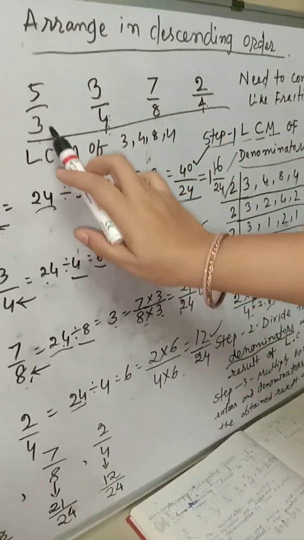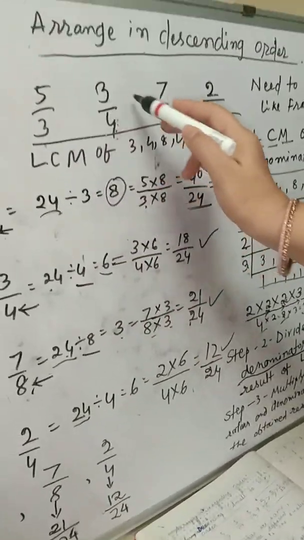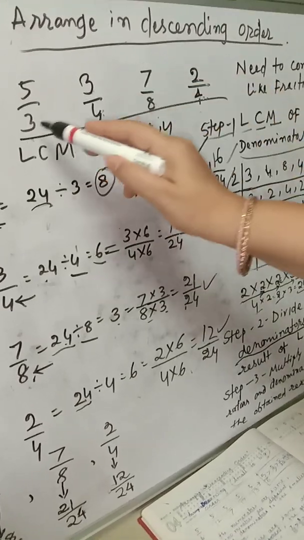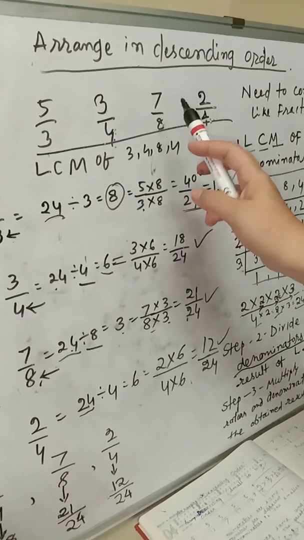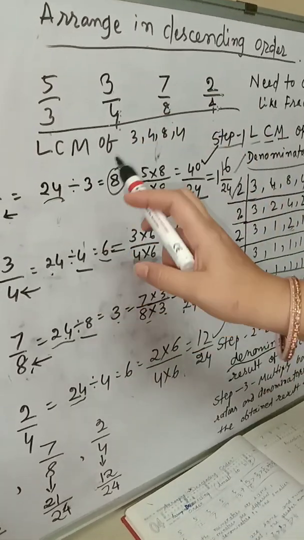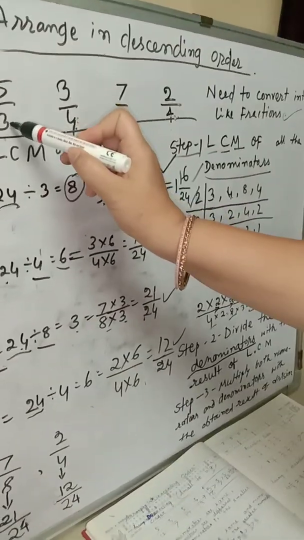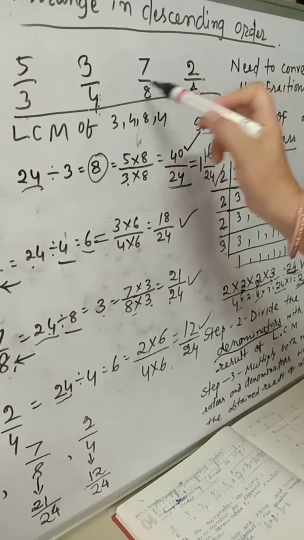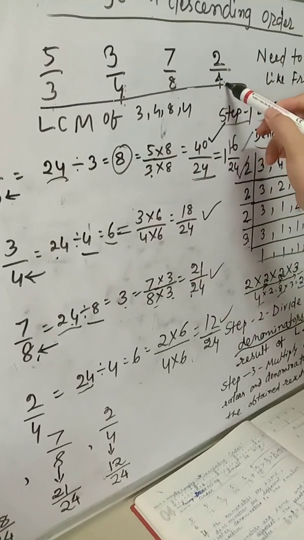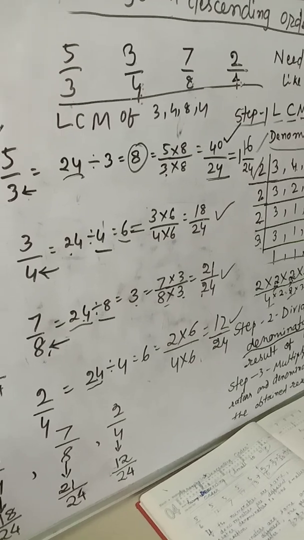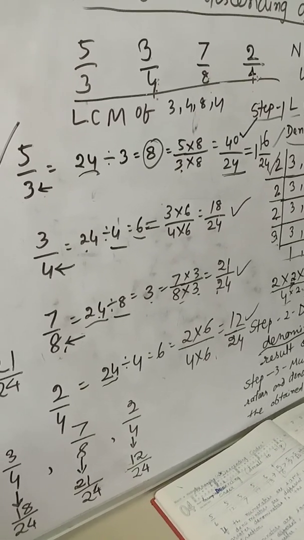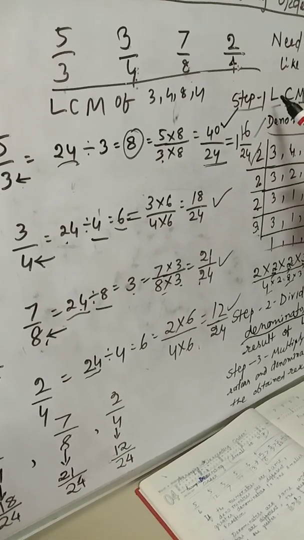And you must have seen here all the fractions having different numerators and different denominators. So first we have to convert them into like fractions. Like fractions means what? The denominator should be the same. But here you can see different denominators we have. So first we need to convert all the fractions into like fractions. So what to do for that?